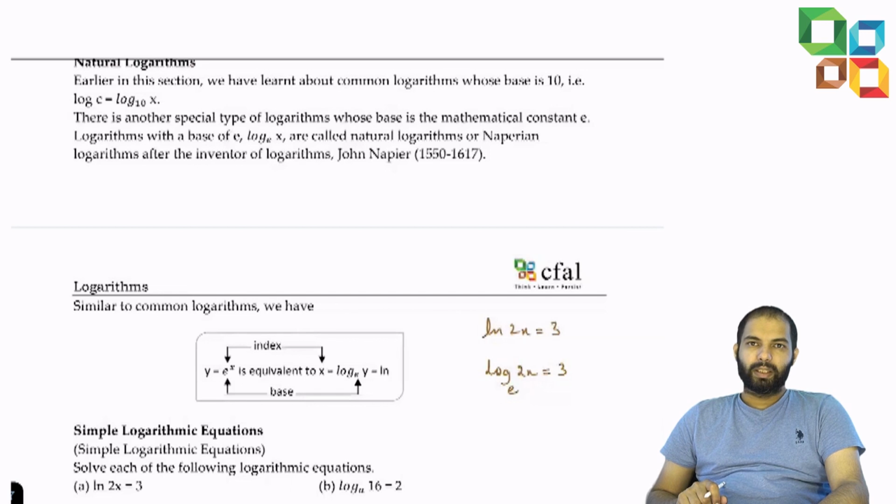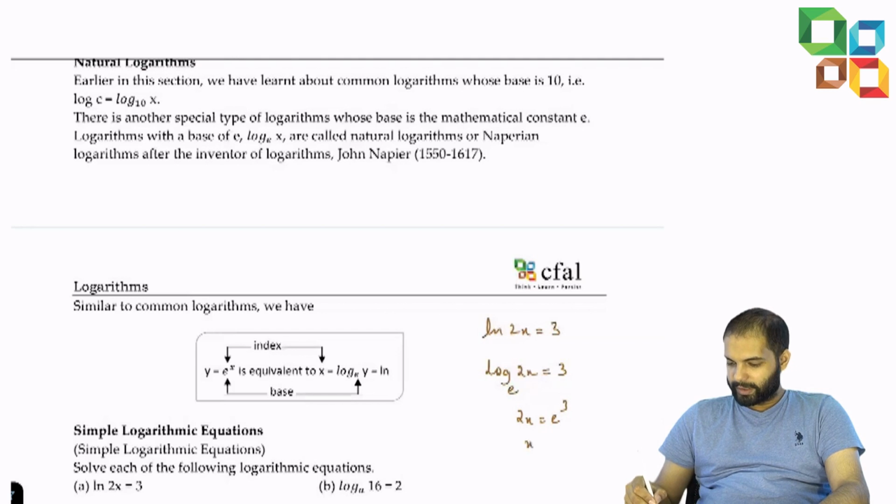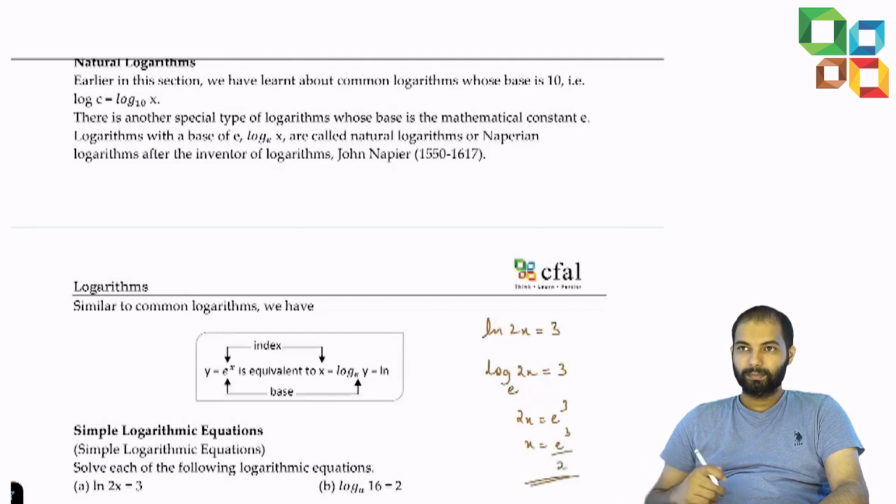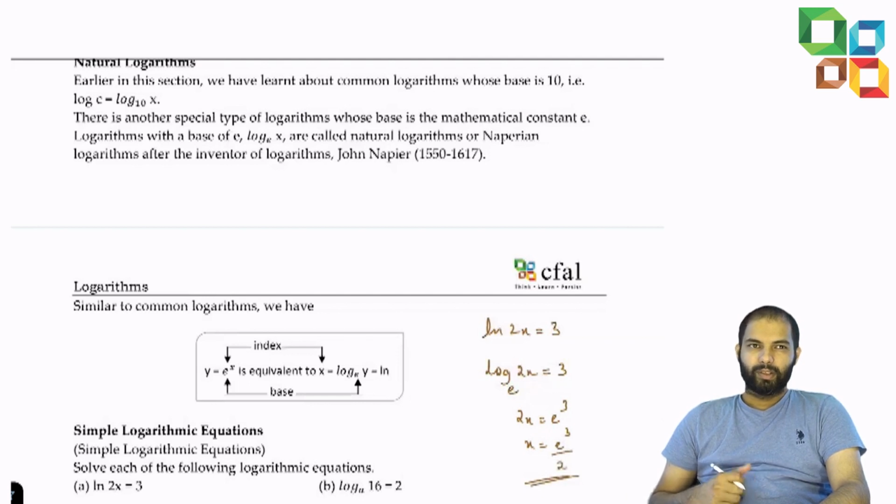So this is the equation, correct? We simply write the definition. We can write this as e power 2x... is equal to e power 3 by definition, correct? Then the answer is nothing but x is equal to e power 3 whole divided by 2. That's it. Not a standard answer, but by definition, what we are able to solve will be our answer.